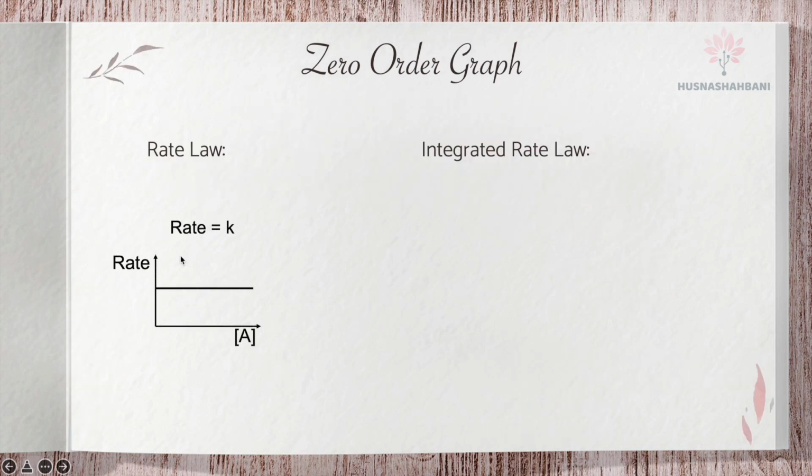For the zero order graph, on the y-axis you have the rate of reaction, and on the x-axis the concentration of reactant A. We know that for the zero order rate law, rate is equal to k. So the rate of reaction for zero order does not depend on the concentration of reactant. This is the zero order graph because the rate does not depend on the concentration of reactant A. There's no relationship between rate of reaction and the concentration of reactant for a zero order reaction.